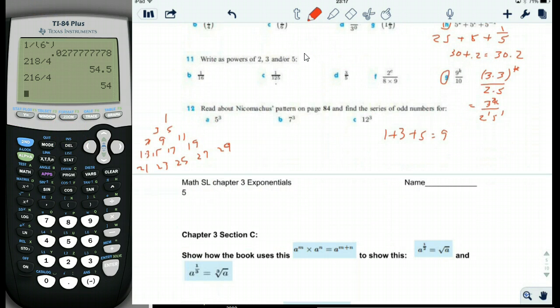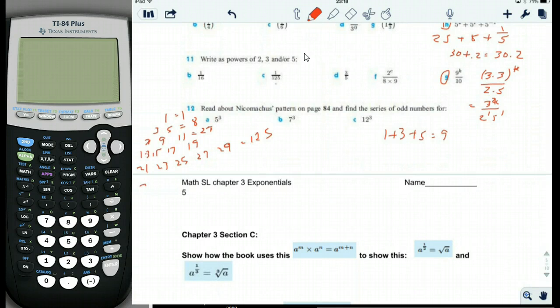So basically, 1 is a cube, right? 3 plus 5 is 8. That's a cube of 2. 7 plus 9 plus 11 is equal to 27, which is a cube of 3. So to get the cube of 5, you actually do 21 plus 23 plus 25 plus 27 plus 29. That's 125. So you just keep going like that, always adding one more odd than the previous row.